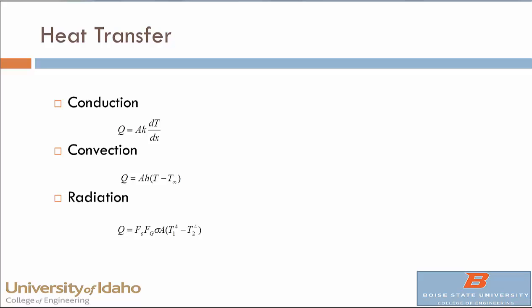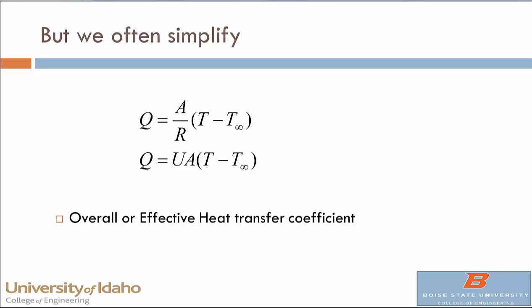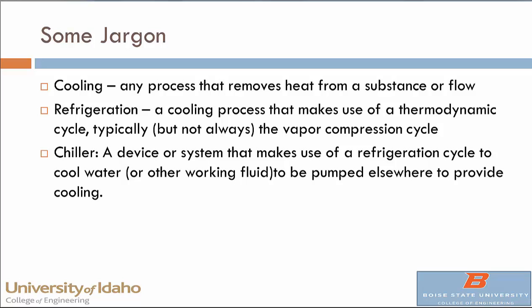So conduction and convection are very common in industrial processes. Often we combine them together, and we talk about an overall heat transfer coefficient, either an overall resistance or an overall conductance. You'll see this equation in one of these two forms, where we have the area of the heat transfer either divided by an effective resistance or multiplied times an effective conductance U. We'll come back to that.